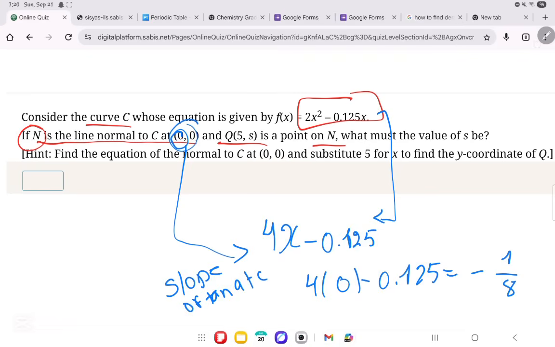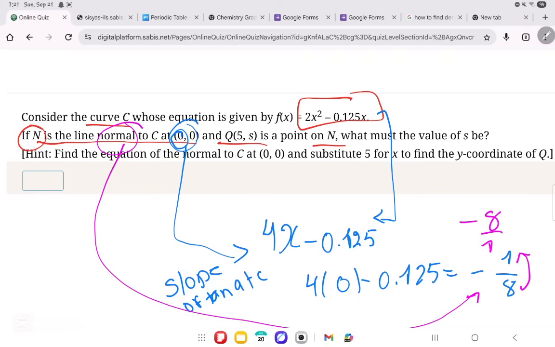Now, they're asking us for the normal. Whenever we're dealing with the normal, what do we do? We take the reciprocal of our number. That means we will flip it, right? So it will become minus 8 over 1 now. And then we will change the sign. So if it's minus, it becomes plus. If it's plus, it becomes minus. So now what is the slope of our normal? The slope of our normal now is plus 8 over 1.